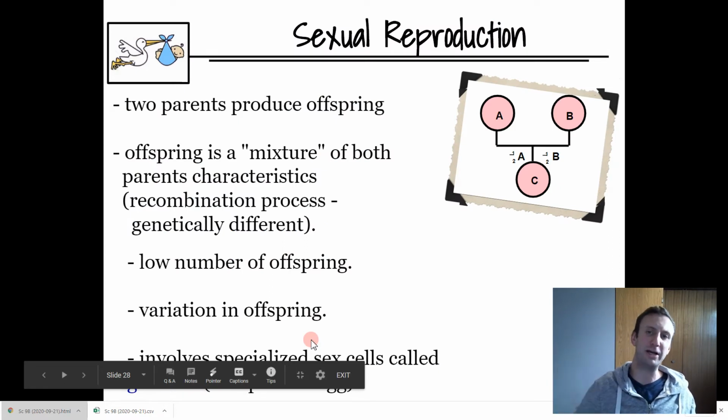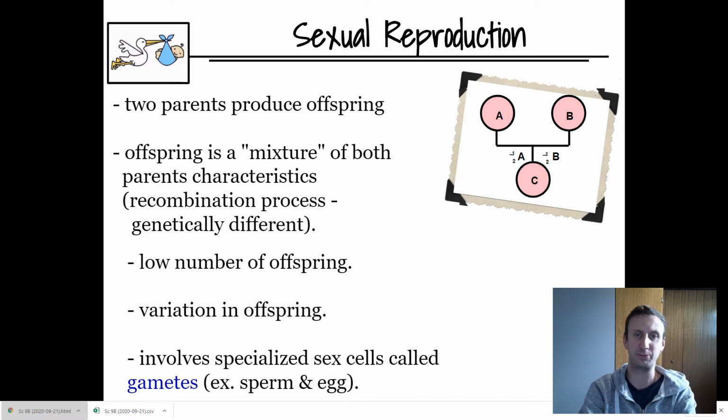What is sexual reproduction? Well, it's when 2 parents produce offspring. It's no longer just one. We have 2 involved, and the offspring ends up being a mixture of the genetic code of both parents, their characteristics. So a recombination process occurs, and this results in offspring that is genetically different from both parents. So if you look at you, you're actually a combination of the genes of your dad and your mom. You have characteristics from both of them because basically half of their genetic code went into you from both to make a full genetic code within you.